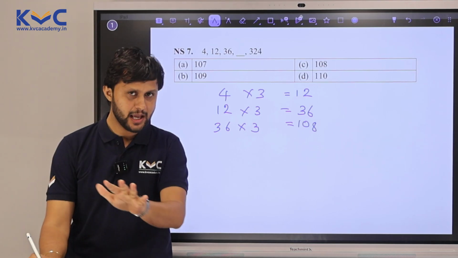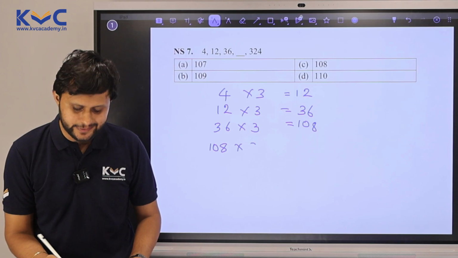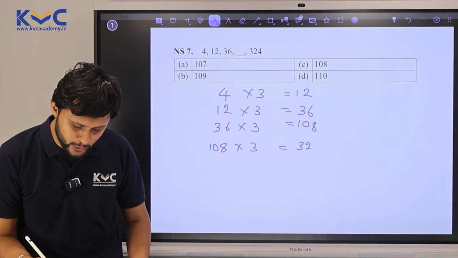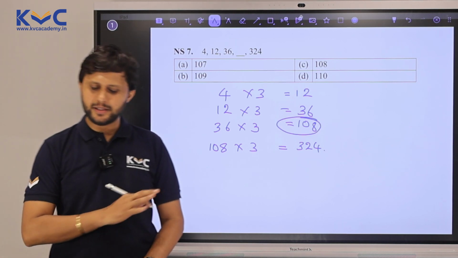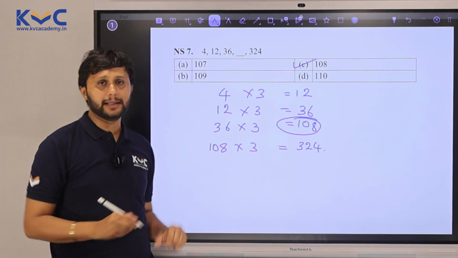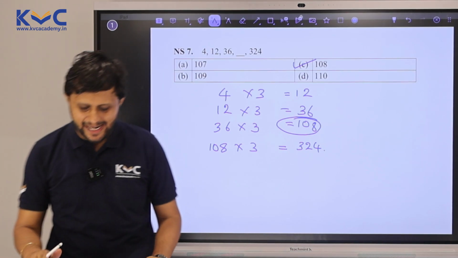That is there in the options, but let me wait for the confirmation. It is 108 into 3. 108 into 3 is equal to 324. We already have an answer. The logic is right. We just have to multiply with 3. Answer is 108. That's question number 7. Moving on, question number 8.